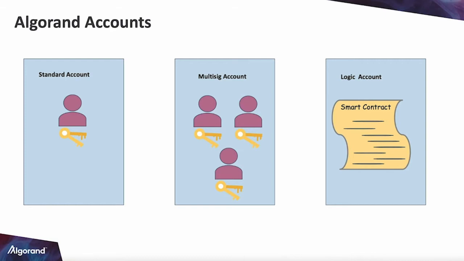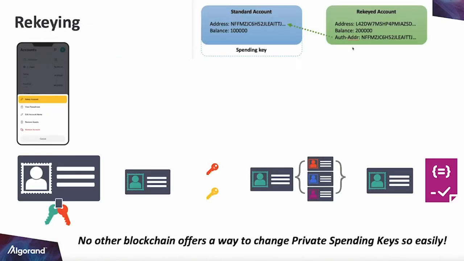And then the logic account always returns true or false. And so if it returns true, that's good, and you can go ahead and sign a particular transaction based on that particular contract. So that's called the logic sig.